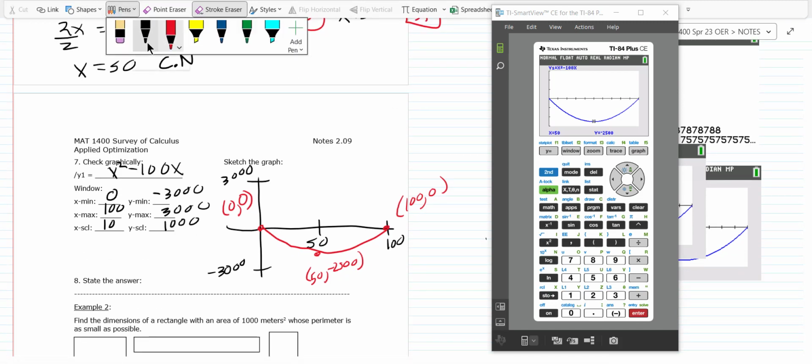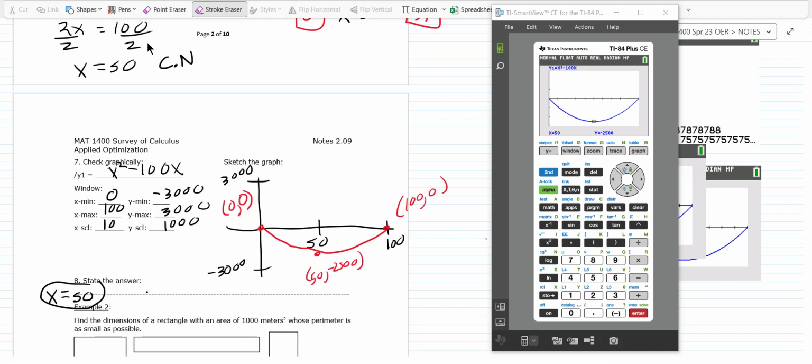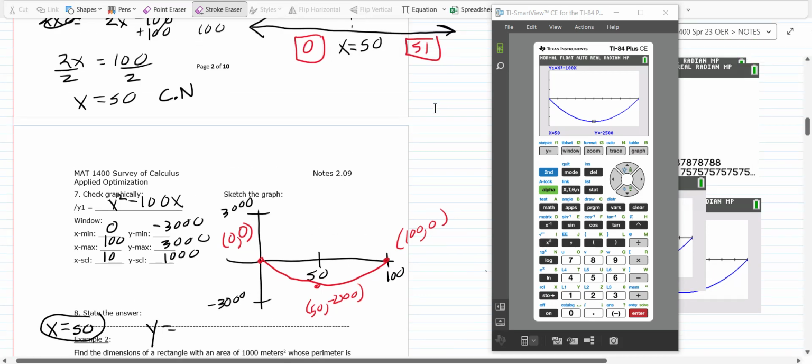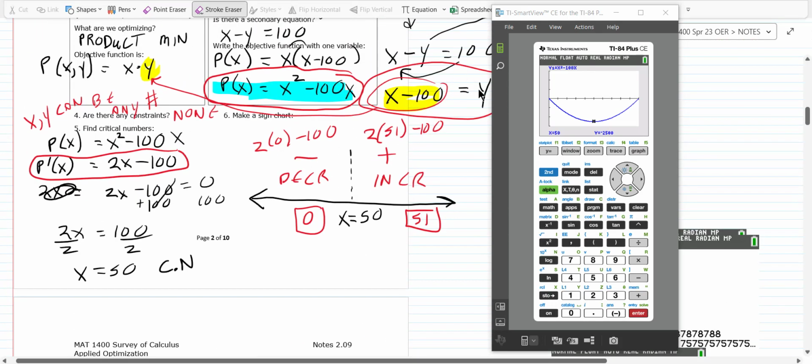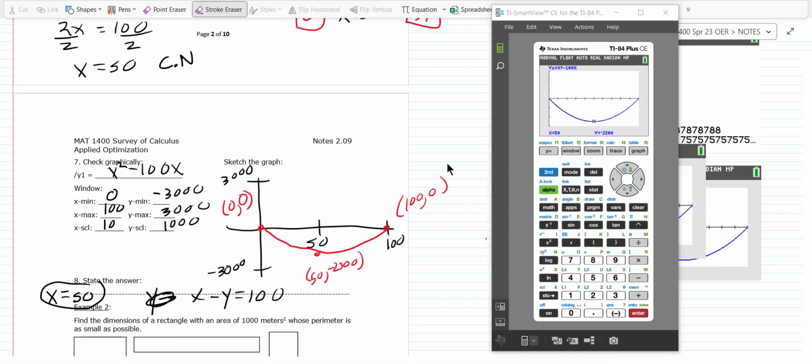So there's a couple of things we have to do. x equals 50 is the first number. And then if you go back earlier in the problem, we had y equals x minus 100. Remember the difference of this: you ended up having x minus y equal to 100. So we also have to find y in this problem. So we have 50 minus y equals 100. Then we can solve this equation.